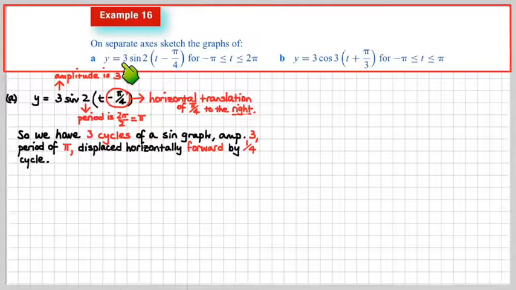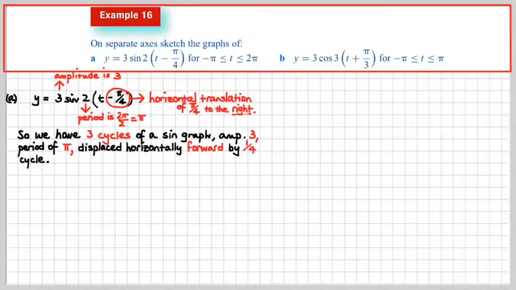You see there, amplitude of 3. It's got a period of pi, and it's displaced horizontally forward, or to the right, by a quarter of a cycle. I've put that in that way to make it clear what is going on, because it's got a period of pi, so pi on 4 is a quarter of a cycle. I like to think of the sine and cos graphs in that way if I can. So a quarter of a cycle is going from the starting point to the first hump or trough, as the case may be. Do you get that? Okay, let's go for it.